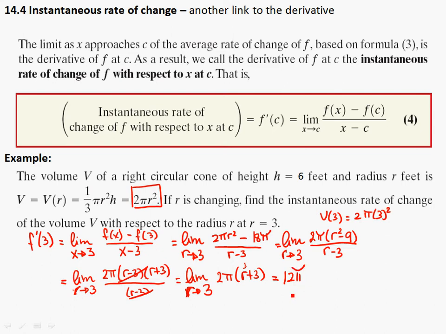So what does that mean? 12 pi what? The 12 pi represents? Okay, in context of the problem, what does that represent then? So we're saying something like the slope here is 12 pi.